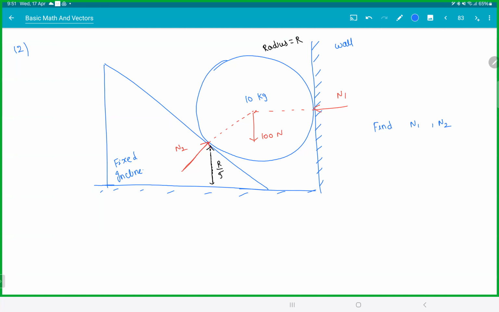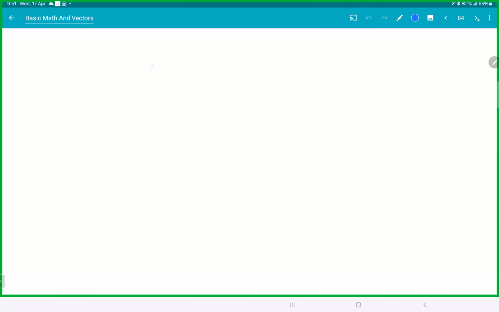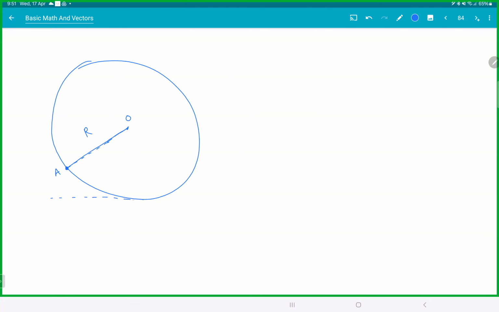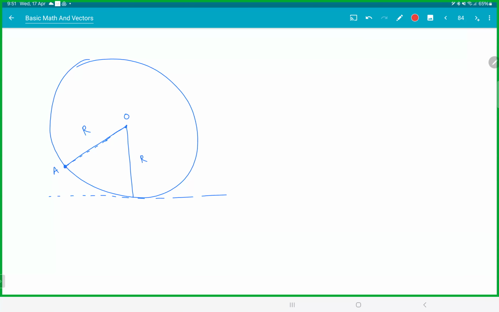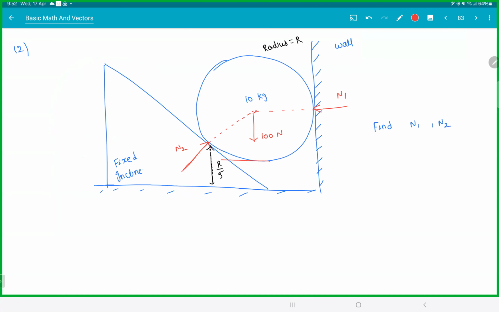Let me help you with the angle. So from the center, this is the point where it is touching now. Let's call this some point A. So this is O. What is this length here? R. So from this base here, what is this length here? R. So from here, if you drop a perpendicular, what is this height given here? R by 5.